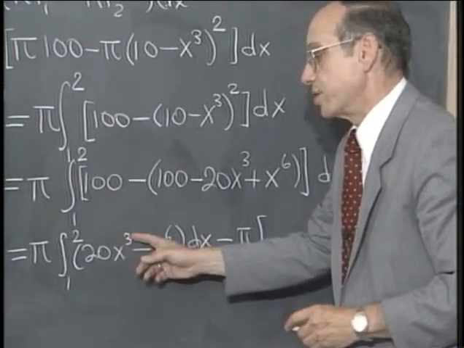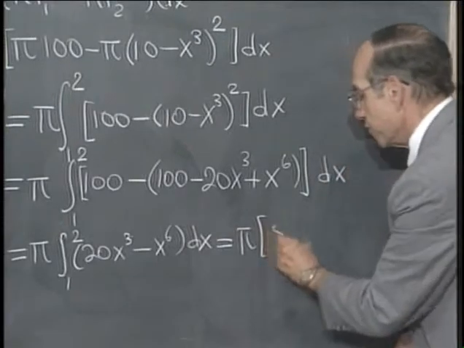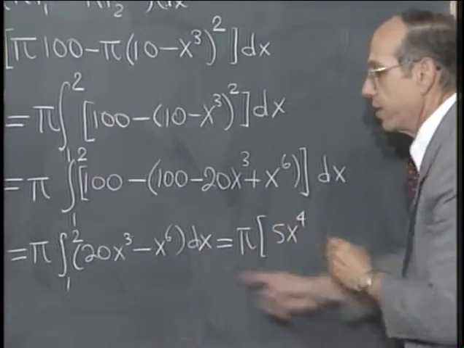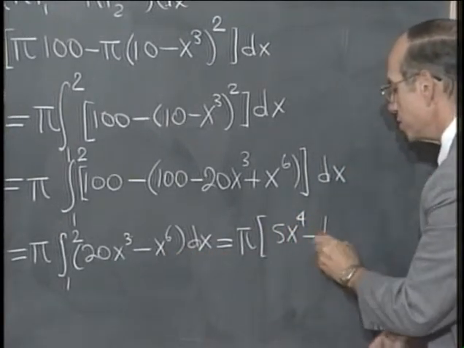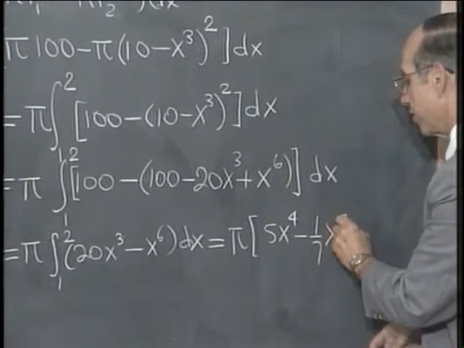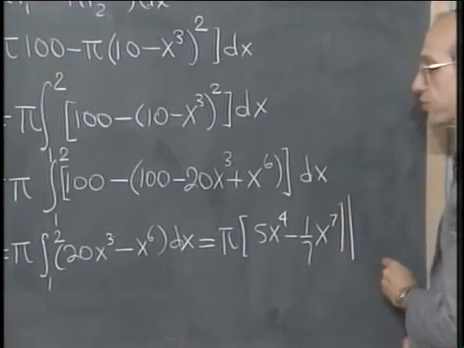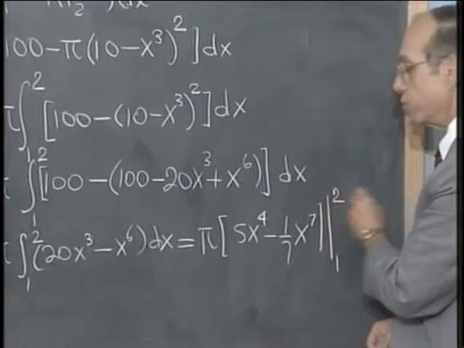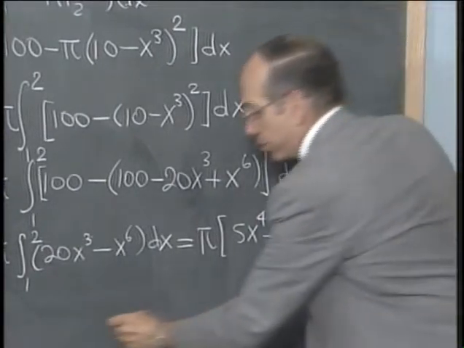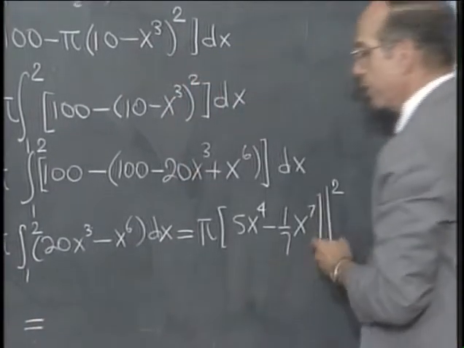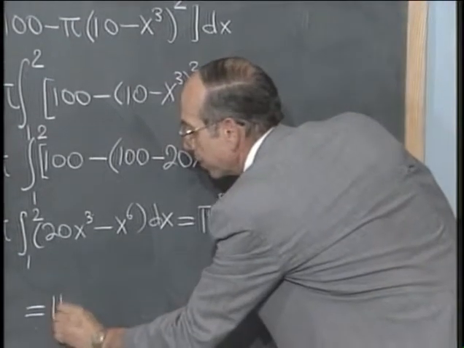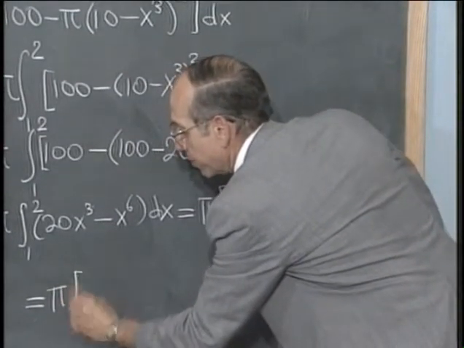That becomes x to the 4th over 4, so this becomes 5x to the 4th, and this becomes minus 1/7 x to the 7th, and the integral goes from 1 to 2. Finally, we substitute the numbers. We have pi times, now let's see what we have.